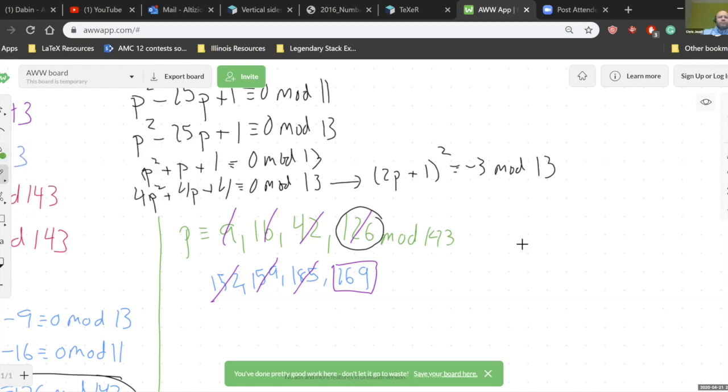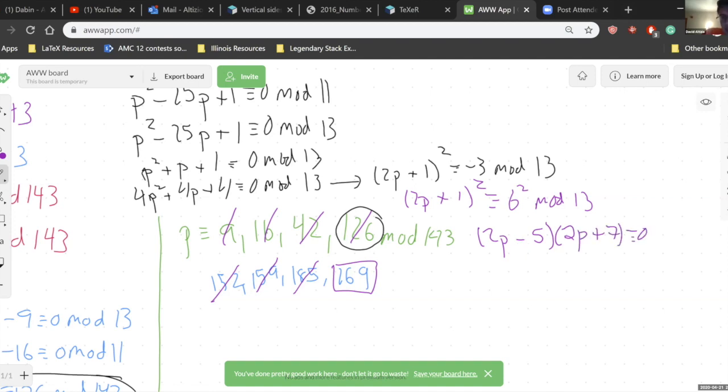So 2p, I'm going to use a different color because there's the green right there. I'm very picky with my colors. 2p plus 1 squared is congruent to 6 squared mod 13. So that means that 2p minus 5 times 2p plus 7 is congruent to 0 mod 13. And now, because 13 is a prime, you can use the zero product property.